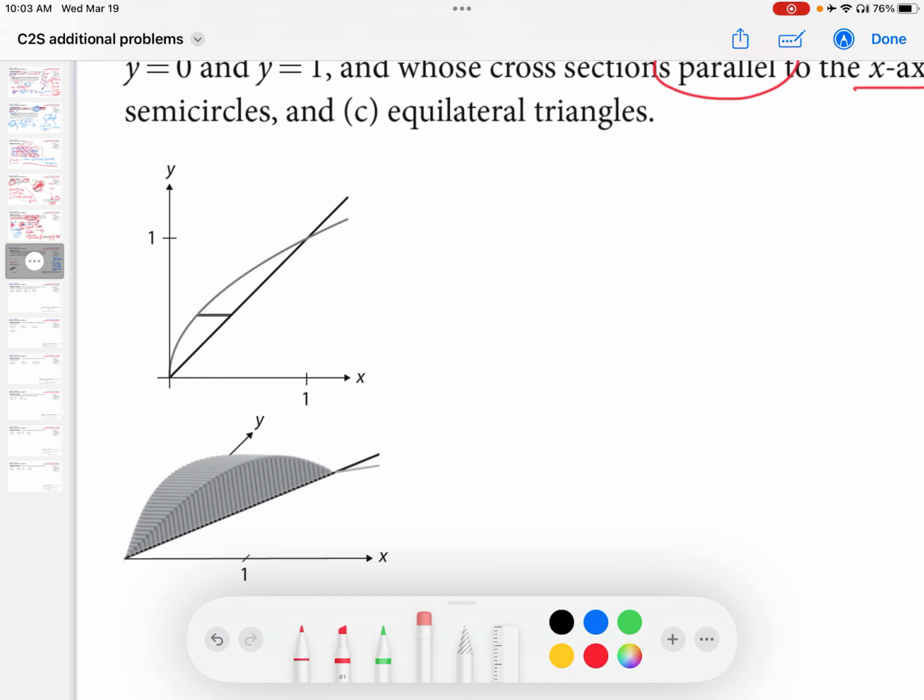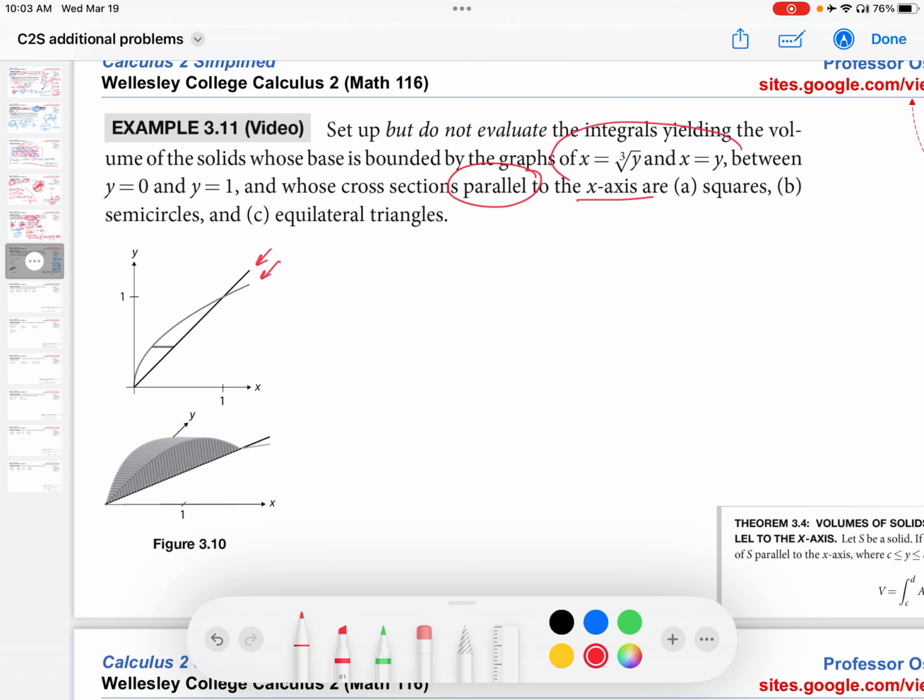Parallel infinitesimal rectangles means that we're going to want our functions to be functions of y. So that's why the information in the prompt is giving us functions of y. One of these, x equals y, is this one. It's the linear function. The other one, x equals cube root of y, is the nonlinear function. So that's this one. That's going to help us because up here is where this region is going to stop. So this is going to be the base of the solid that we are going to construct.